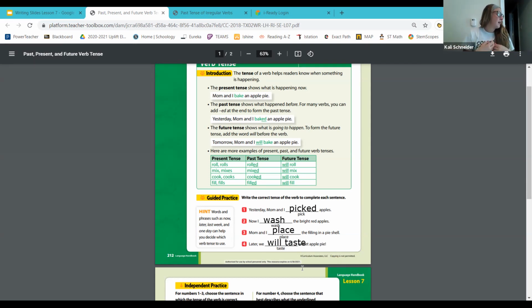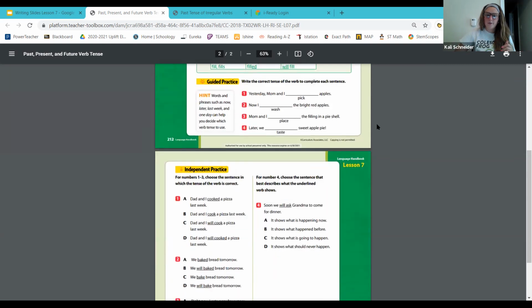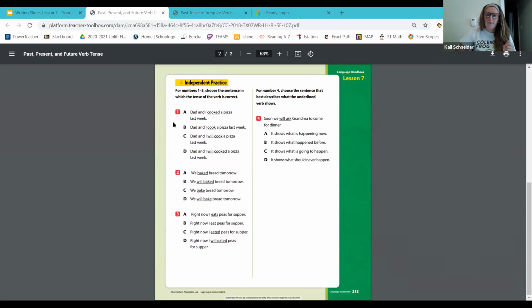Make sure you've worked on your past, present, and future tense verbs so that we can go into our independent practice. We need a minute pause, and I'm going to go ahead and clear this out so we can move forward. All right, so let's go to page number 213. On page 213, your independent practice for numbers 1 through 3. You're going to choose the sentence in which the tense of the verb is correct.